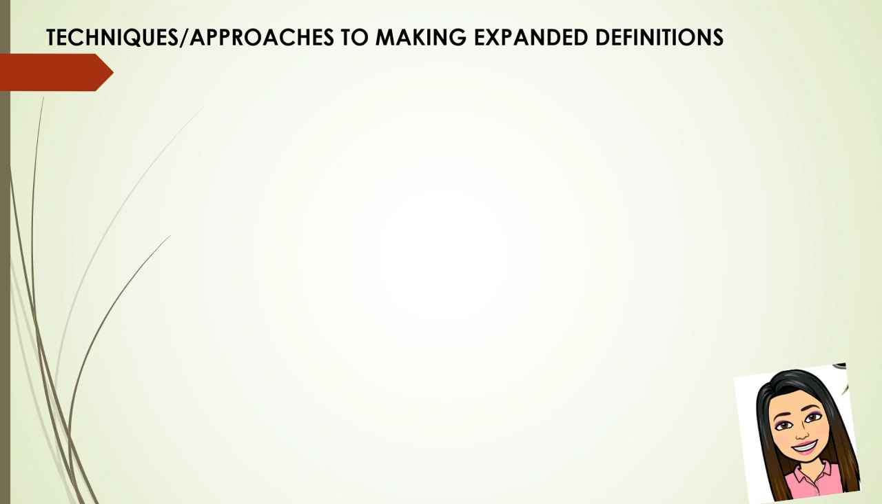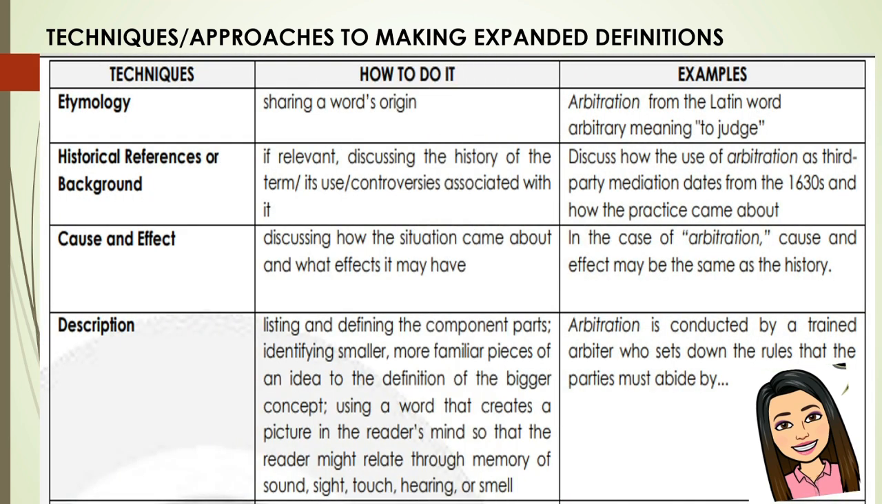Since expanding basic formal definition means explaining the differentiating characteristics thoroughly, here are the techniques or approaches on how you can make expanded definitions. In all the techniques that we are going to discuss, we will only use one word as an example, and that word is arbitration. Let's start with the first technique. It is etymology. Etymology is giving or sharing a word's origin. For example, arbitration came from the Latin word arbitrary, meaning to judge.